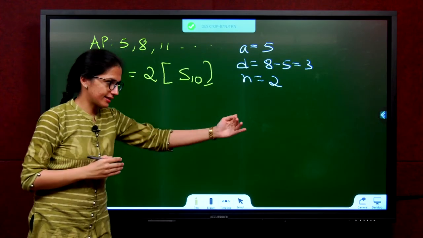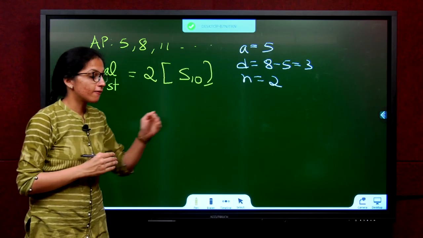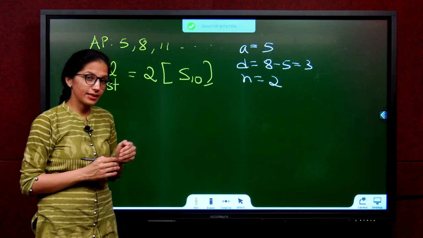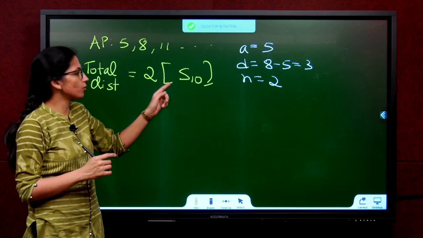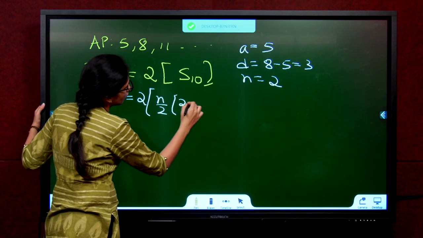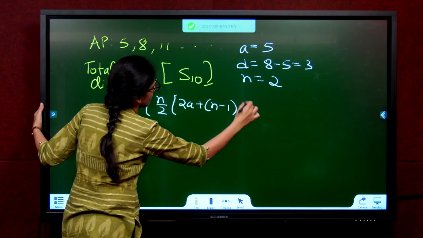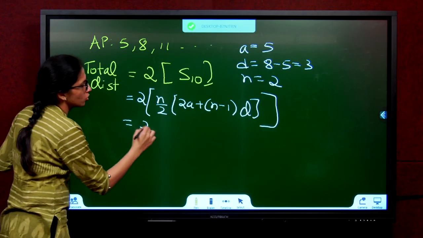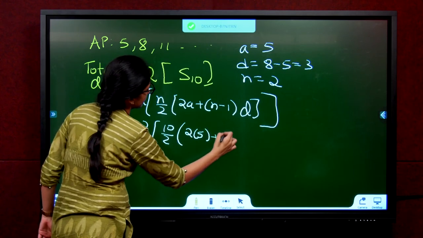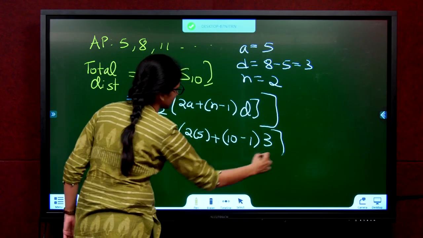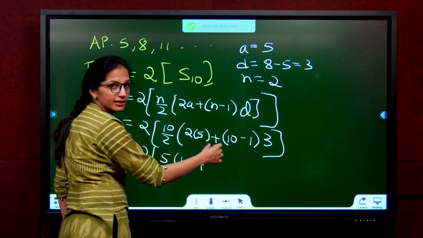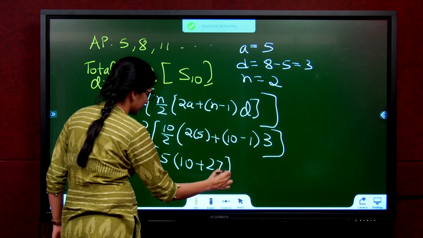Why 2 into S10? 5, 8, 11. It's 5 going, coming 5. Going 8, coming 8. Then 11. So you're repeating it 2 times. So 2 into S10. Now substitute: 2 into N by 2 into 2A plus N minus 1 into D. 2 into 10 by 2 into 2 into 5 plus 10 minus 1 into 3. 2 into 5 into 10 plus 10 minus 1 is 9. 9 3s are 27.